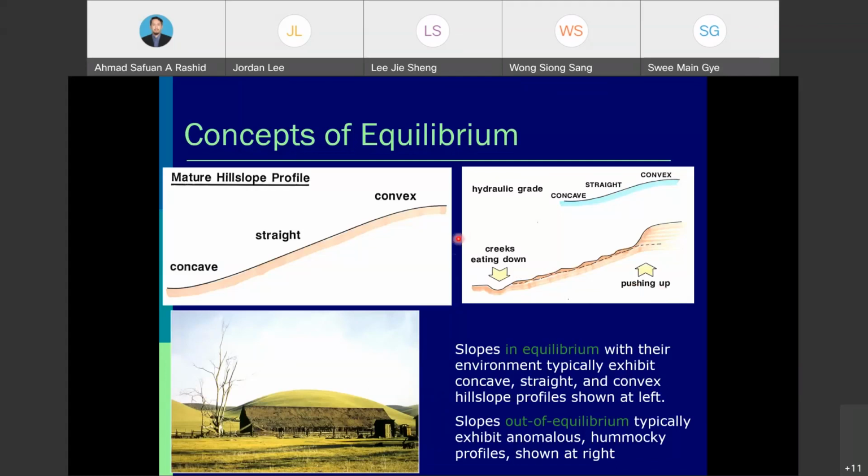So this is an example of a good condition of the slope. Slopes in equilibrium with their environment typically exhibit a concave, straight, and convex hillslope profile, shown at the left. Slopes out of equilibrium typically exhibit an anomalous, hummocky profile, shown at the right. So this is after it has been exposed for a certain period of time.